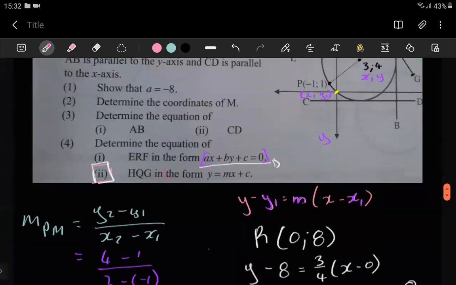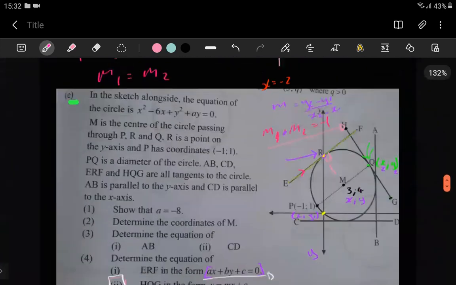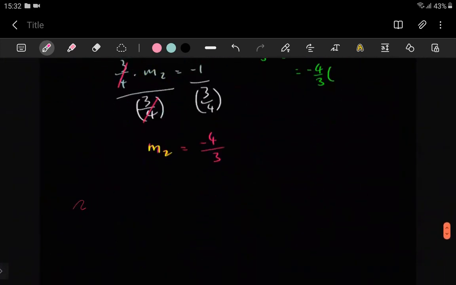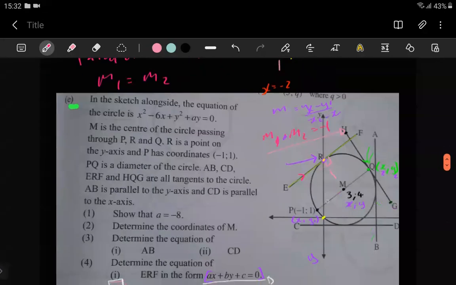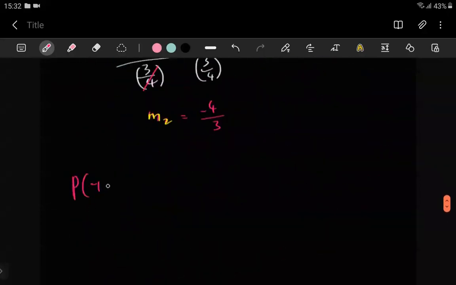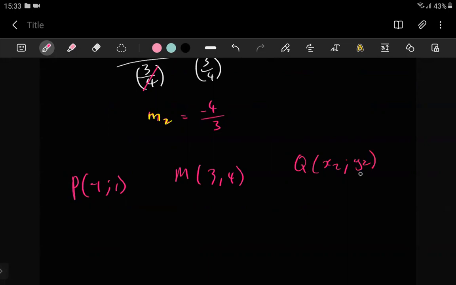They asked for the equation of the straight line, but we have to expand our thinking to using many different things, many different formulas. So in our case, we have point P, which is -1 and 1. Then you have M, which is the midpoint, 3 and 4. And then you have Q, which we have nothing else. So as you said, we can just use the midpoint formula.